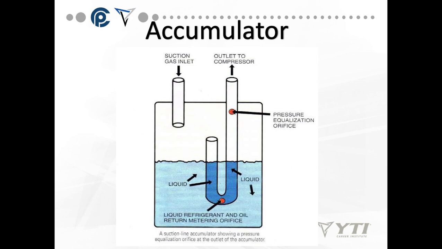The accumulator is before the compressor. It takes suction gas in, and then it allows only gas to go back to the compressor. Okay, because we don't want liquid to go back to the compressor. It holds liquid and it allows it to vaporize off. You see these very frequently in heat pumps, in cooler climates. You'll find an accumulator.